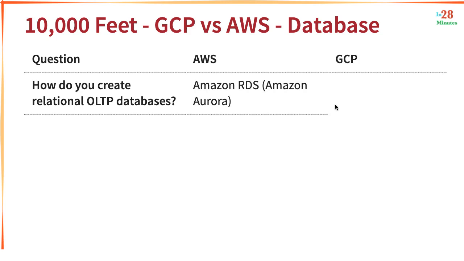Amazon RDS can also be used to create a number of other databases as well. Amazon RDS is a managed service, so you don't really need to worry about availability or backups or replication or any such things. If you have huge volumes of data and you want a global database and high transactions per second, then you can go for Amazon Aurora in AWS.